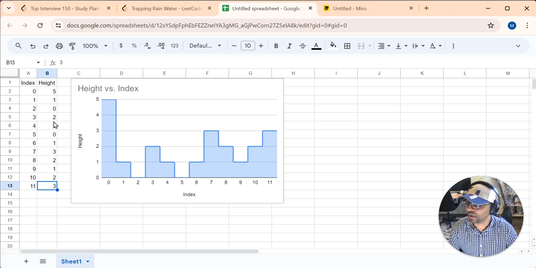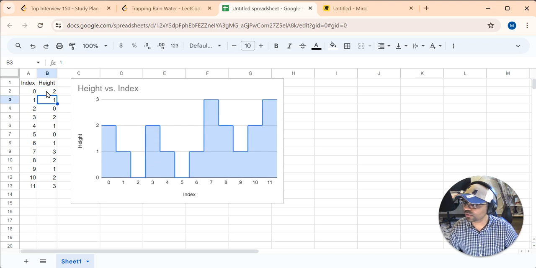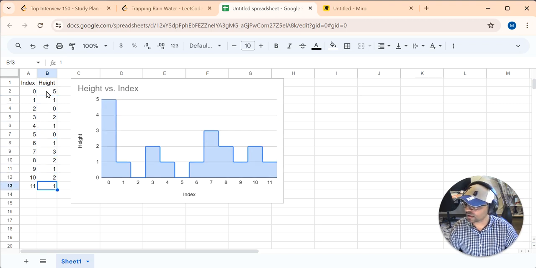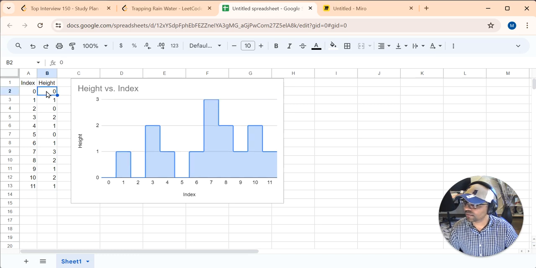But now let's make this a 2. I don't want it 0, just for, actually 1 second. Let me just change this back. Okay, so just make this 2. That's the only change from the original array, right?